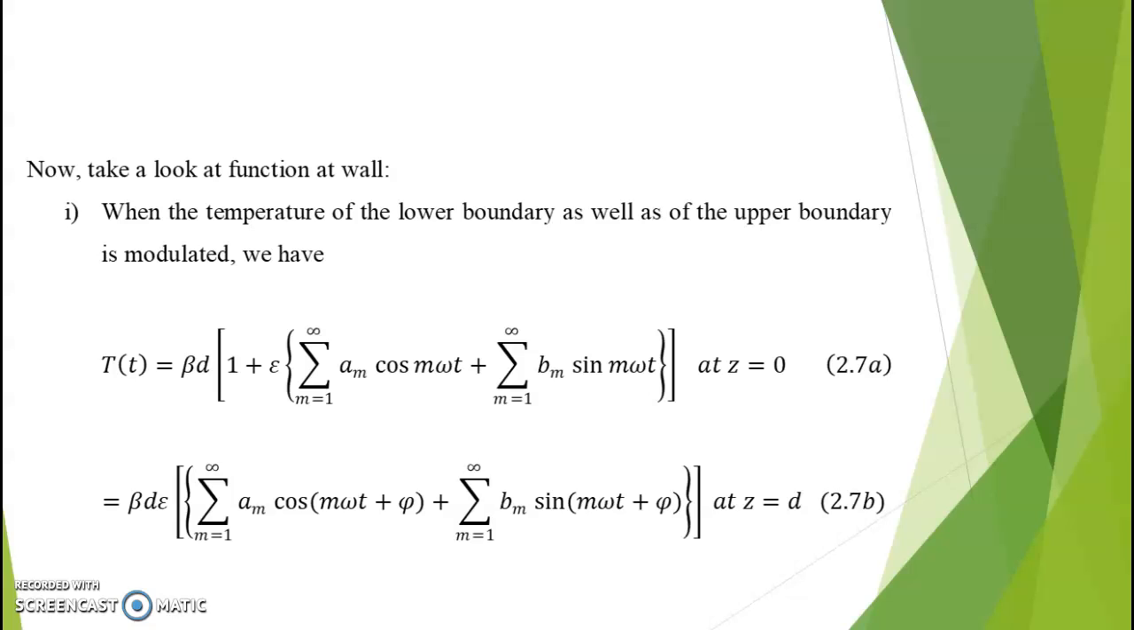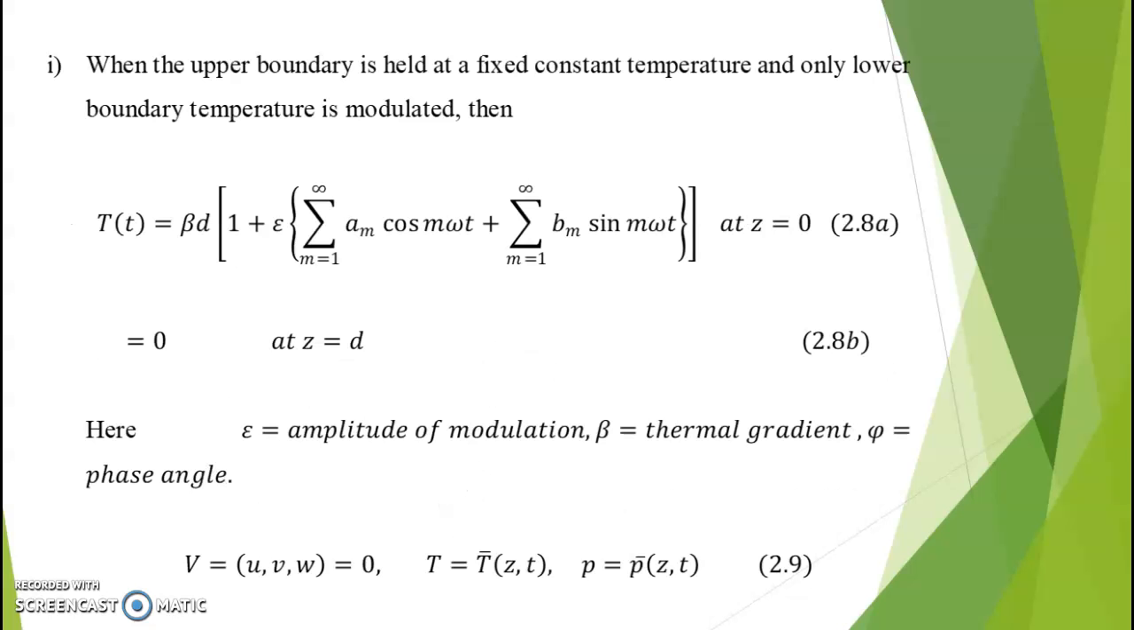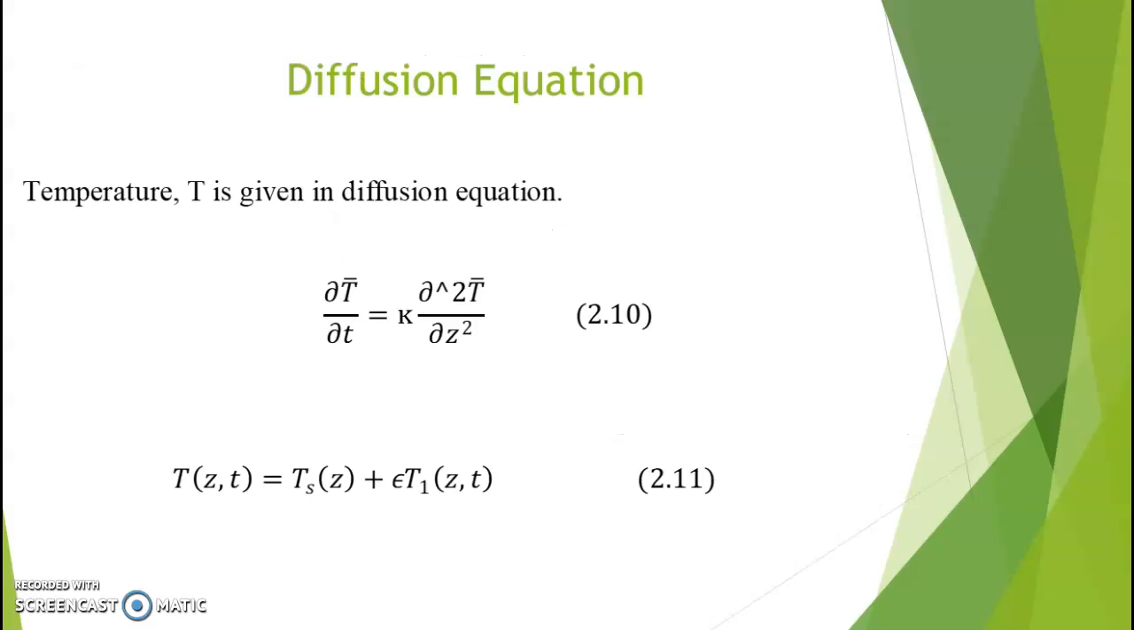The first condition is shown in equations 2.7a and 2.7b, and the second condition is where the upper boundary is fixed and only the lower boundary temperature is modulated. In this second condition, 2.8a and 2.8b are given. So 2.9 gives the coefficients.